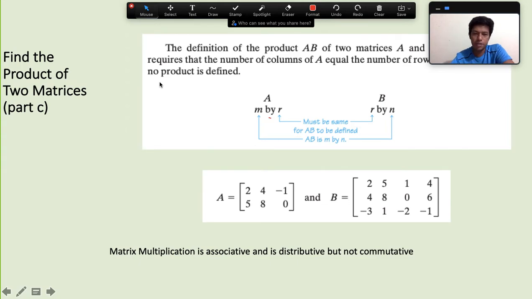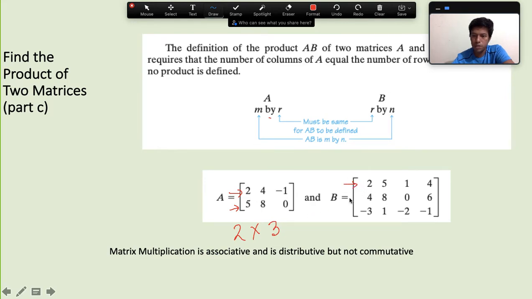Let's now look at the theory of this multiplication. This is important. If you have two matrices, suppose matrix A and matrix B, how do we know if we can multiply them or not? We look at how many rows and how many columns we have. So we have 2 rows and 3 columns, so it is a 2 by 3 matrix.